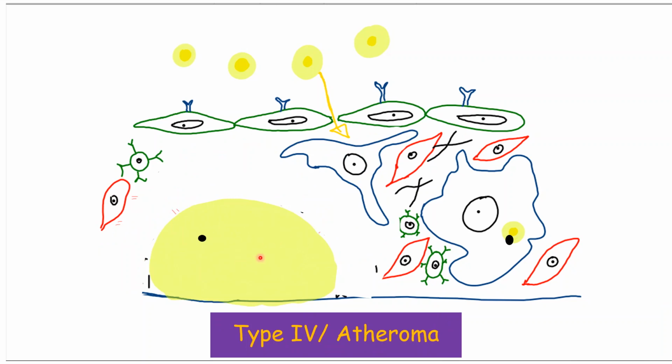The multiple small focal extracellular lipid deposits merge together to form a larger deposit of lipids known as an atheroma. This is a type 4 atherosclerotic lesion. It is important to note that at this stage, there is no fibrous cap covering this lesion. Lesions from this stage onwards are known as advanced atherosclerotic lesions. This is because from this stage onwards, these lesions can become complicated plaques, as we shall see later on.